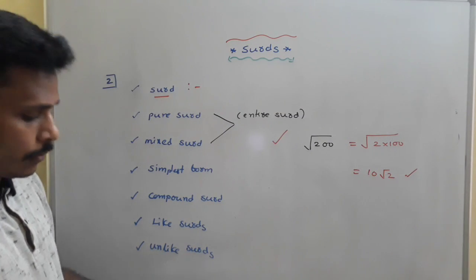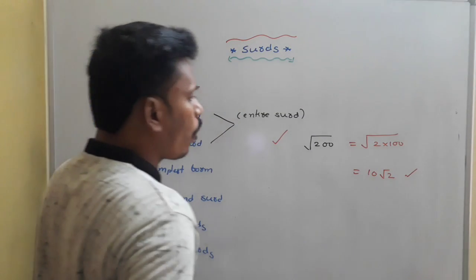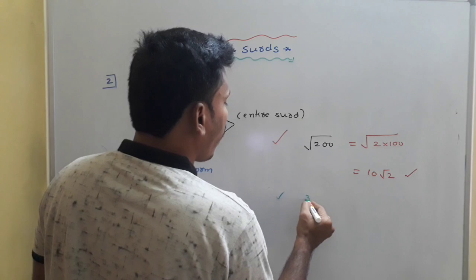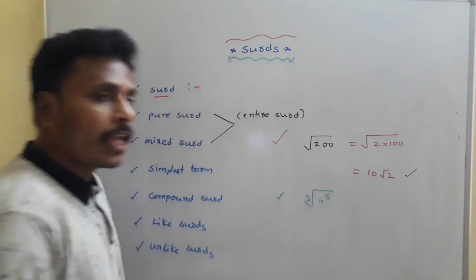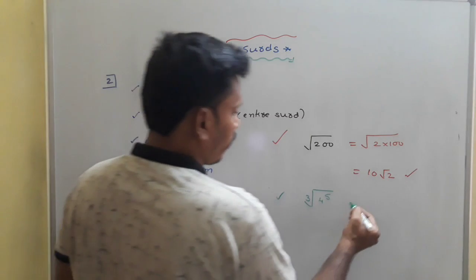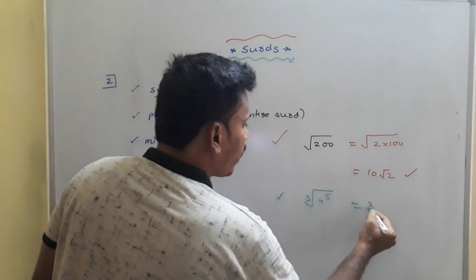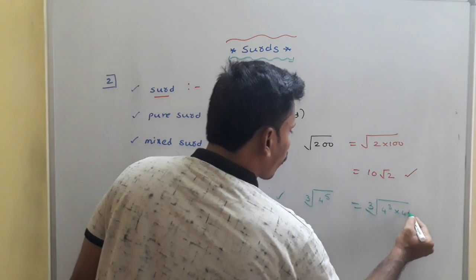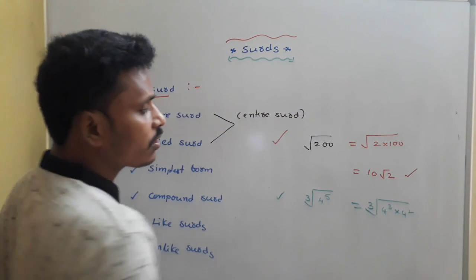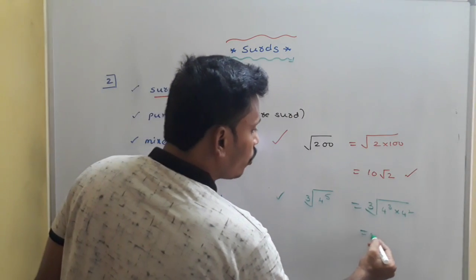That's it. Suppose I give you one more example. Suppose you have the cube root of 4 power 5. If you have the cube root of 4 power 5, this can be written as the cube root of 4 cube into 4 square. As we discussed, the cube root of 4 cube value is 4.